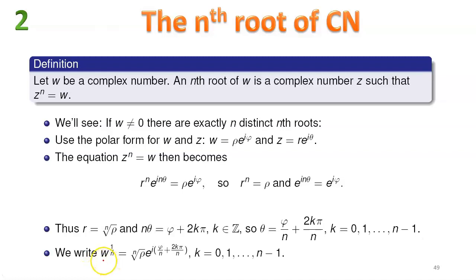Thus, the complete equation we can rewrite as w to the power 1 upon n, which is the nth root of w, is equal to the nth root of rho into e to the power i times, inside the bracket, phi upon n plus 2k pi upon n, where k goes from 0 to n minus 1.